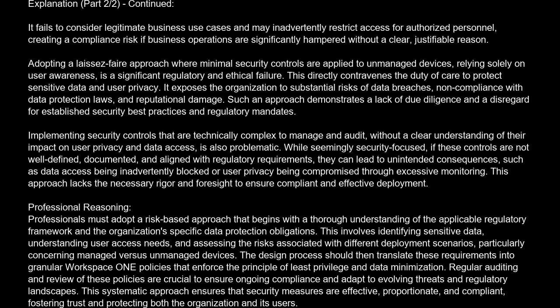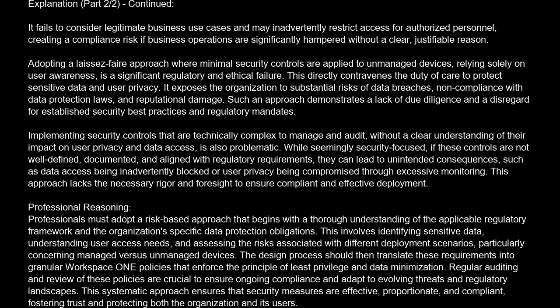Implementing security controls that are technically complex to manage and audit without a clear understanding of their impact on user privacy and data access is also problematic. While seemingly security-focused, if these controls are not well-defined, documented, and aligned with regulatory requirements, they can lead to unintended consequences, such as data access being inadvertently blocked or user privacy being compromised through excessive monitoring. This approach lacks the necessary rigor and foresight to ensure compliant and effective deployment.